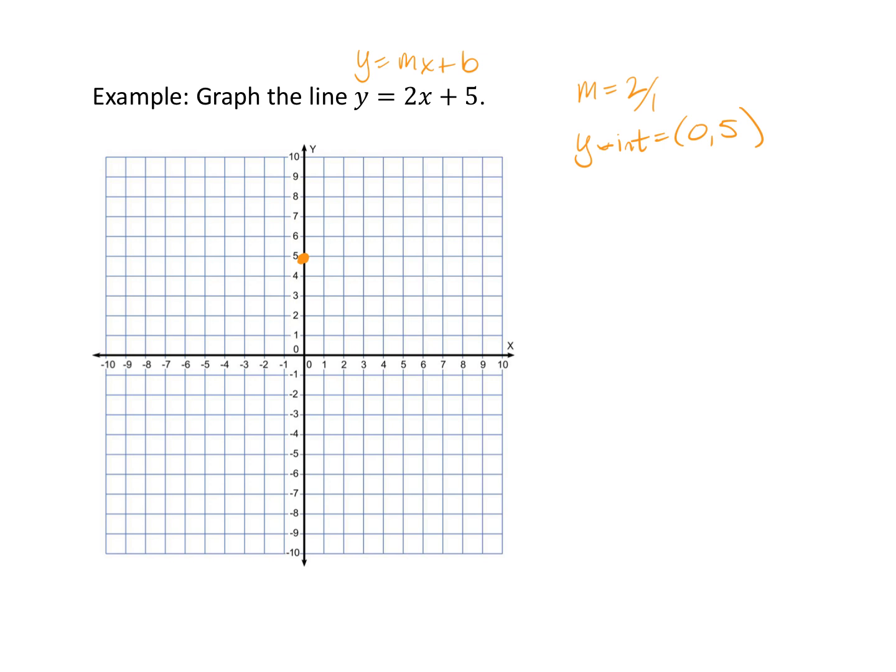So I'm going to go up 2 over 1 and put a new point right there. Okay, and I can keep doing that, up 2 over 1. And then I can go down to the left 1 and keep getting points so that I can see what this line looks like, and then just connect them with a nice straight line.